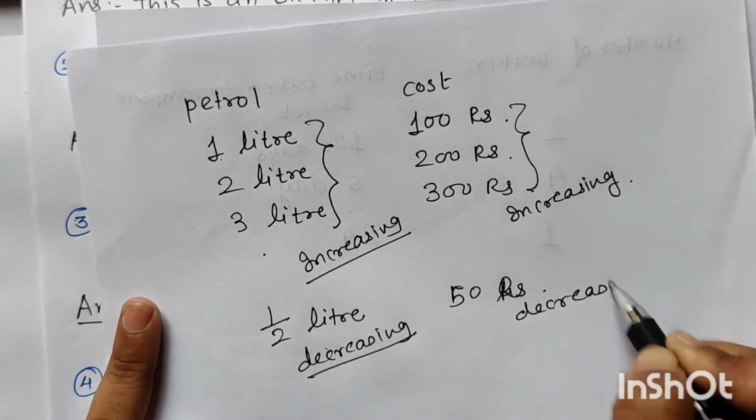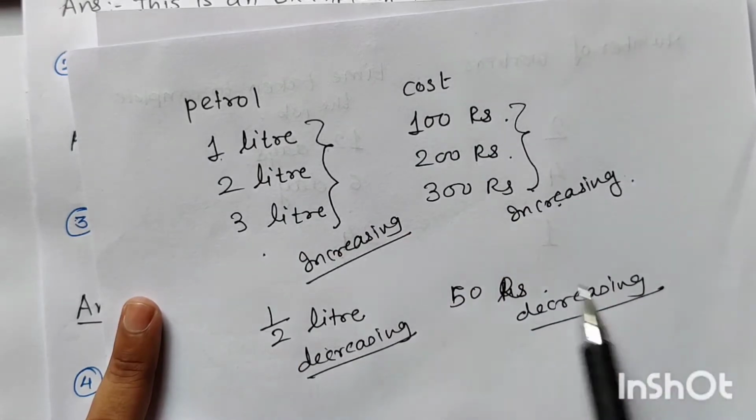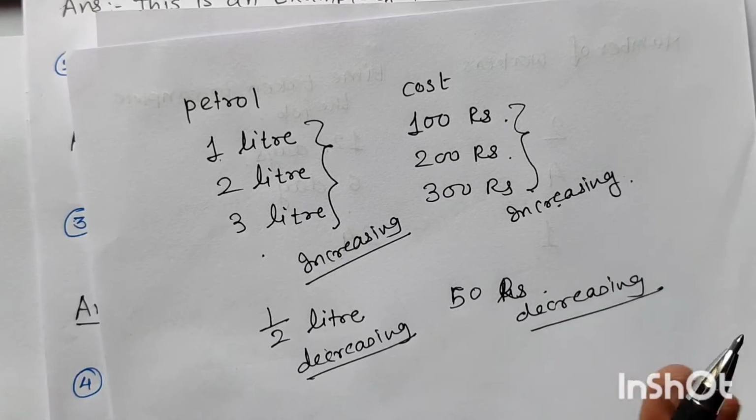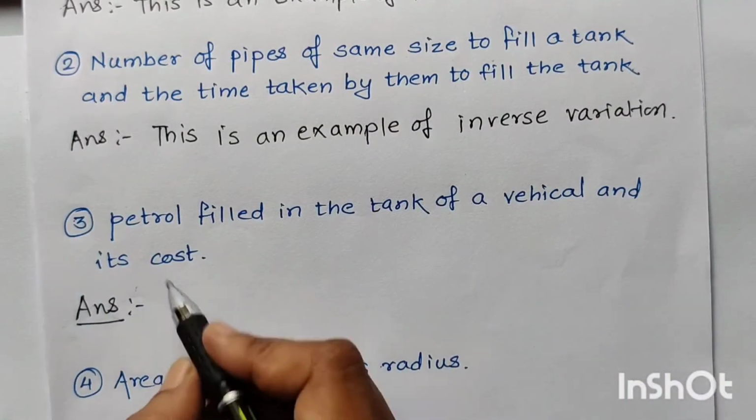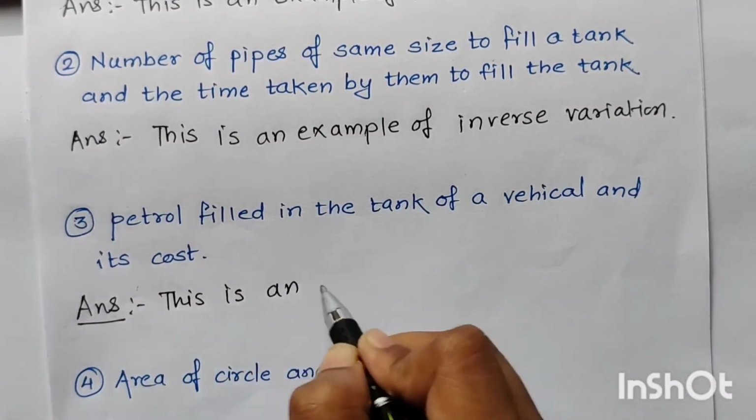Both are decreasing. At the same time, both the numbers are increasing. At the same time, both the numbers are decreasing. When both are increasing and both are decreasing in the same proportion, then this is an example of direct variation.